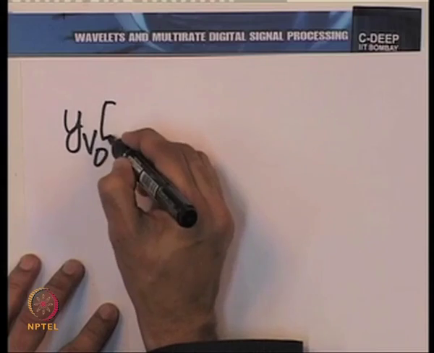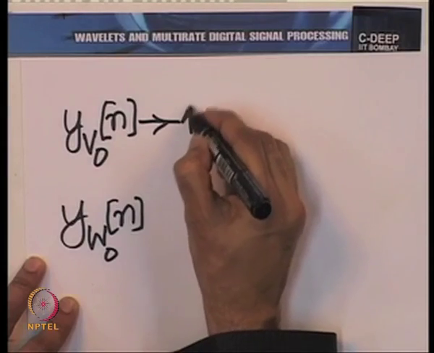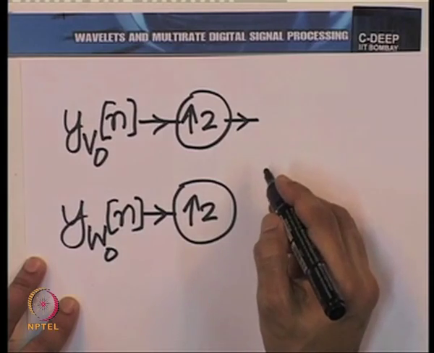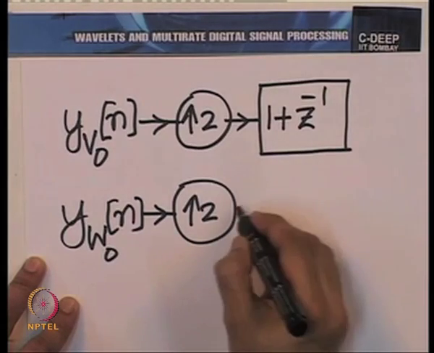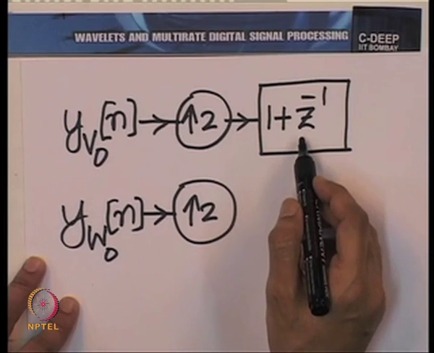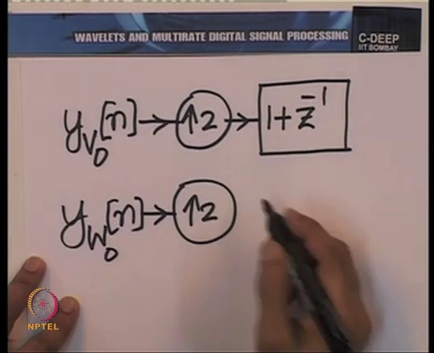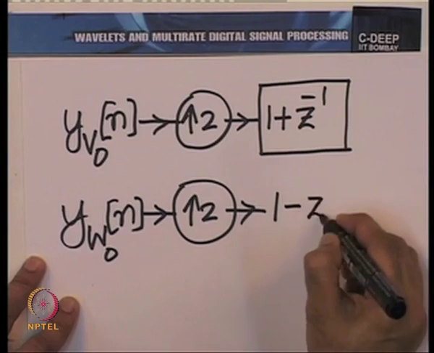Well, let us draw the diagram first. So, what we are saying is this. I have this sequence corresponding to V0, so yV0[n], and I have the sequence corresponding to W0, yW0[n]. I have upsampled them. Now, I subject this to the filter 1 plus Z inverse. Remember, this is the filter where the output Bn and the input An are related according to Bn is An plus An minus 1. And here I subject this to the action of the filter 1 minus Z inverse.